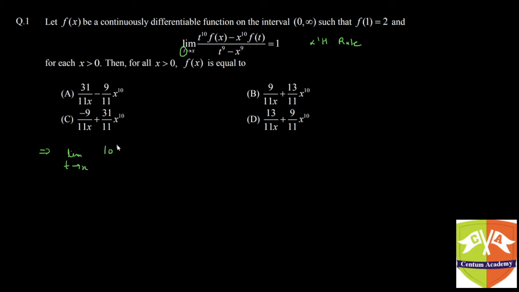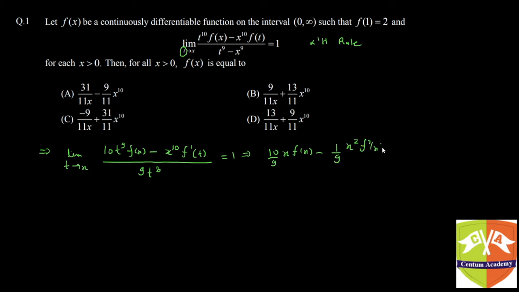derivative of t raised to the power 10 will be 10 times t power 9, times f of x minus x power 10 as it is, derivative of f(t) will be f dash of t, whole divided by derivative of t power 9, which is 9 t power 8. This whole thing is given as, so what do we do now is we let t go to x because now the indeterminacy is removed. So this function becomes 10 by 9 times x f(x) minus 1 by 9 times x square f dash x equals to 1.